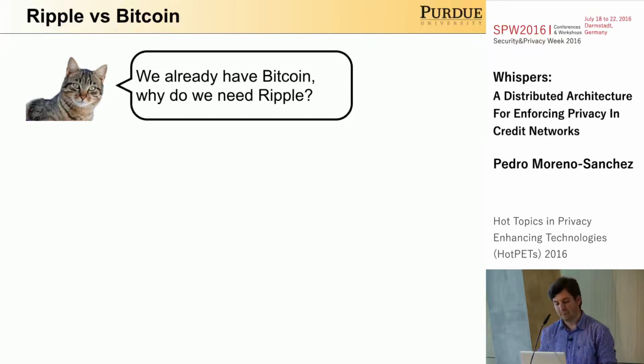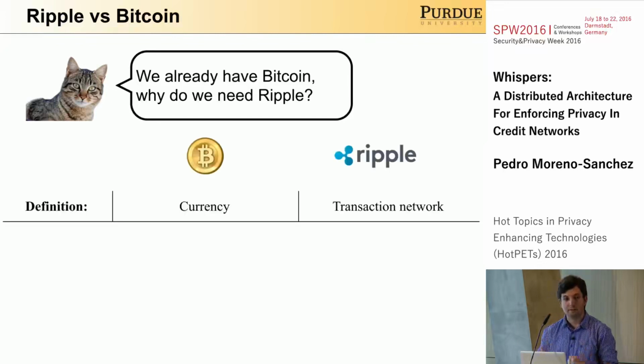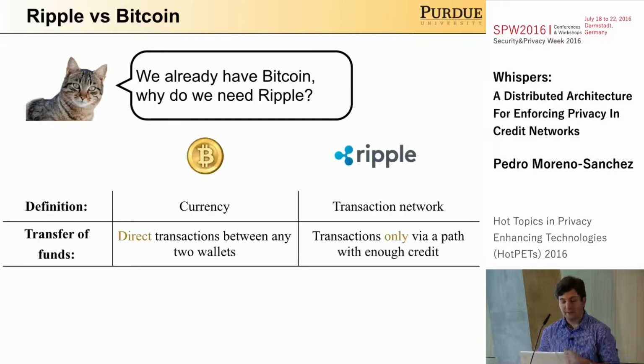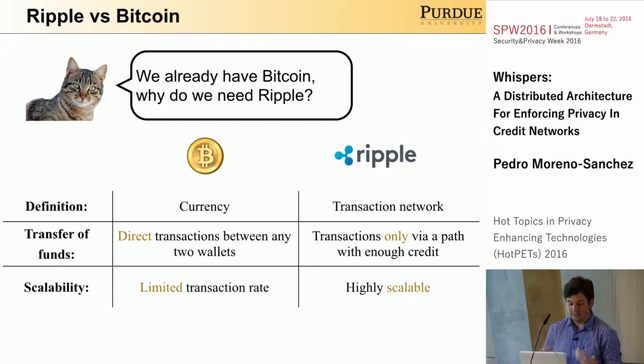Well, let's compare them. First of all, they are conceptually different. Bitcoin is a currency and allows only payments in Bitcoin between the users. Ripple, instead, is a transaction network, and as we have seen, it allows transactions in any currency. Moreover, they differ in how the funds are transferred between accounts. In Bitcoin, it's possible to perform direct transactions between any two wallets. However, in Ripple, in order to perform a transaction, there must exist a path with enough credit from the sender to the receiver.